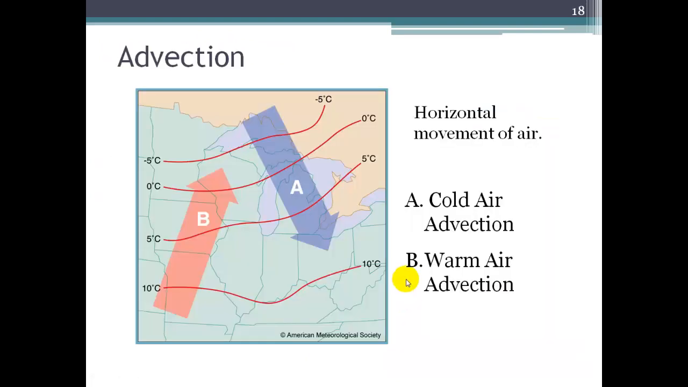Here's the same slide we saw before with advection. This is a new term. Advection is the horizontal movement of air. Convection was the vertical movement. Advection is the horizontal movement.